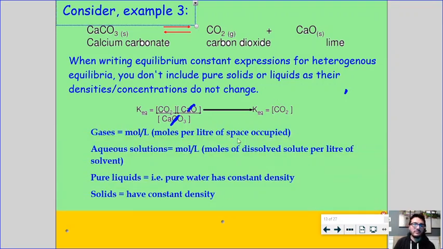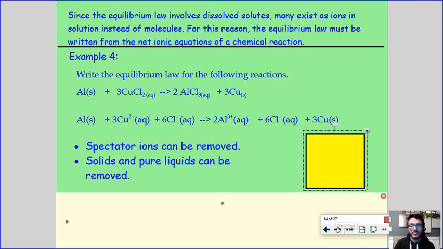So just summarizing, gases have a molar concentration, aqueous solutions have a molar concentration, pure liquids or solids have a constant density, so they are not involved in KEQ expressions. Okay, another example, and just to emphasize a different point here, we need to convert a molecular equation into its total ionic equation, and then from there remove any spectator ions. So back to grade 11, going to remove whatever appears on both sides.